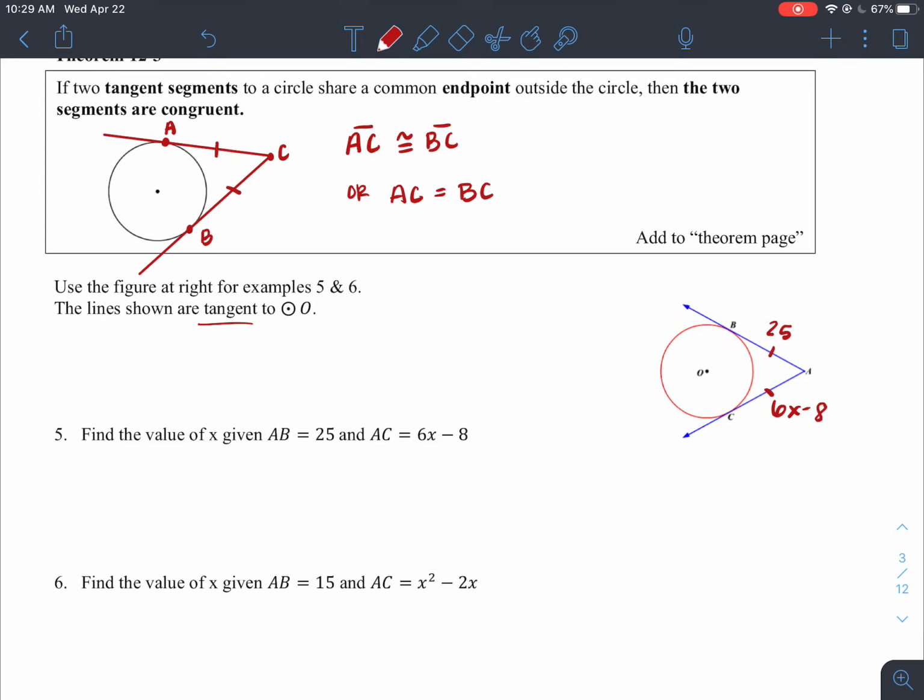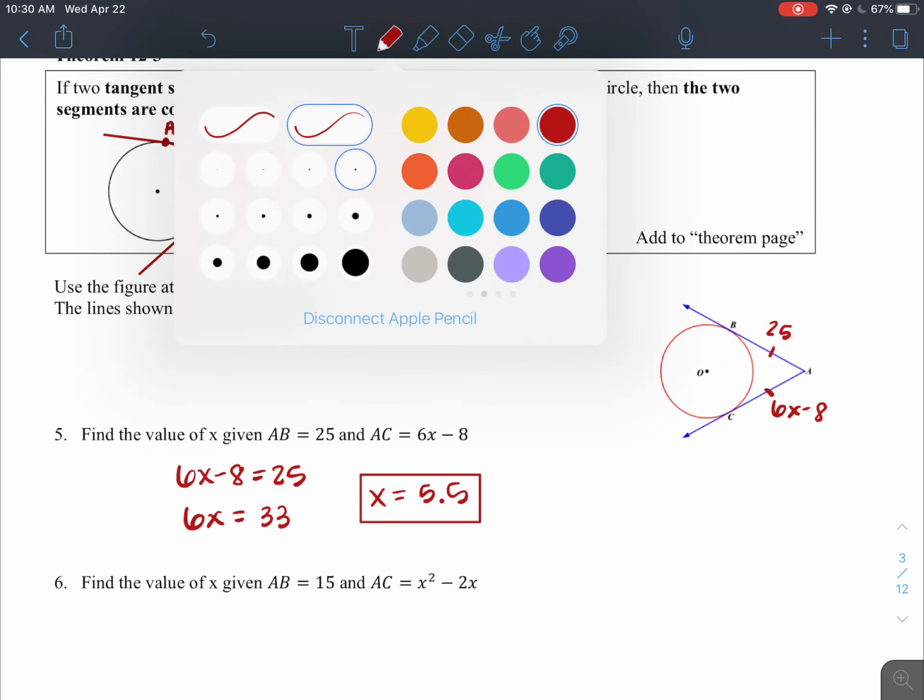So because they're congruent, I know I can set up an equation. I can say 6x minus 8 has to equal 25. So 6x has to equal 33. So x equals 5.5. Okay, that's example 5. Example 6 is a little different.